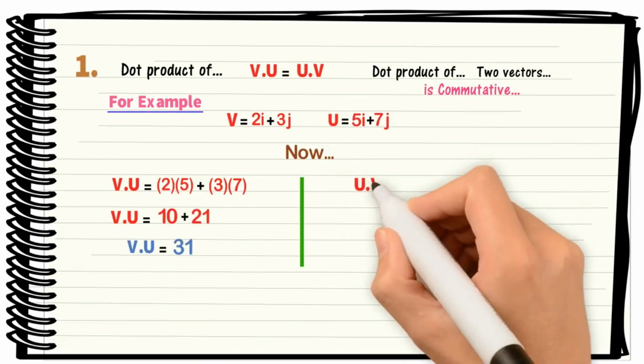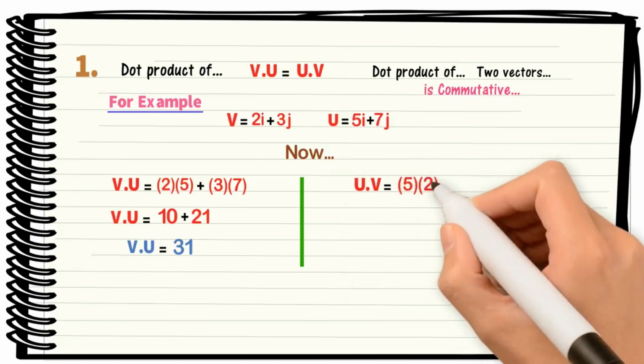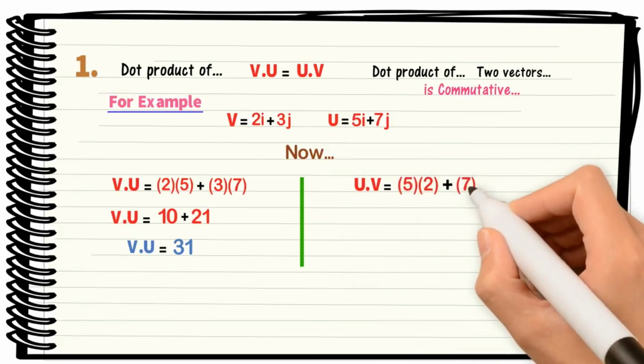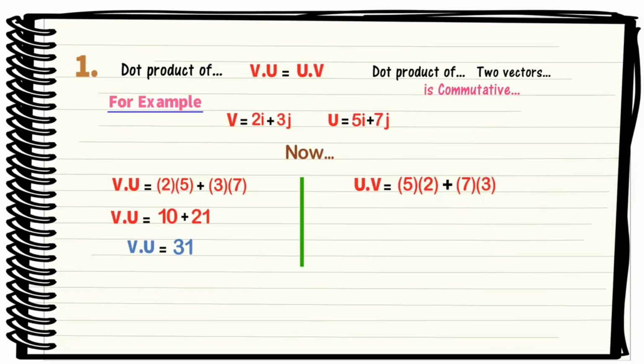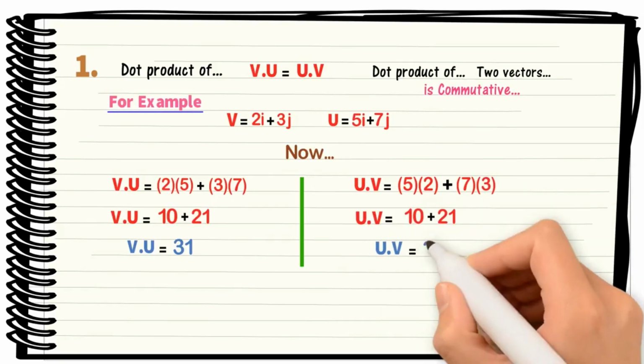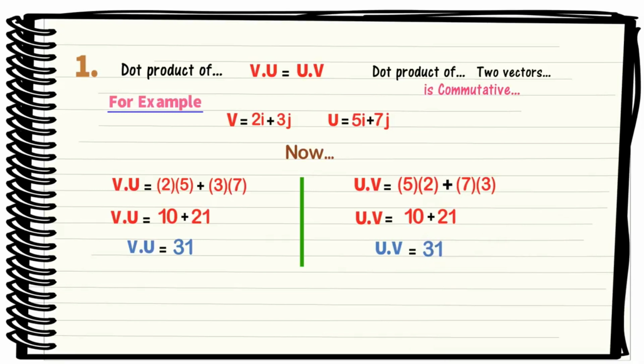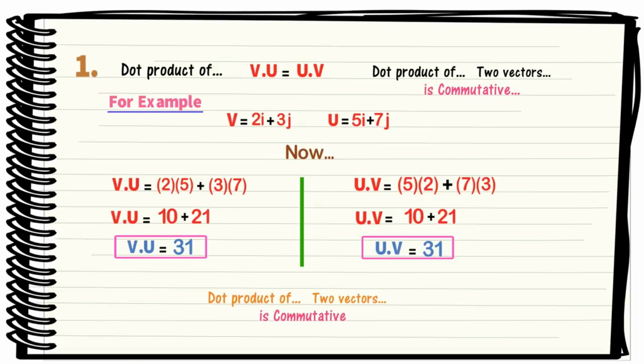Now the dot product of U and V is equal to 5 multiplied by 2 plus 7 multiplied by 3, and I'm getting 10 plus 21, so the dot product of U and V is equal to 31. So we can see that the dot product of V and U is equal to 31, and the dot product of U and V is also equal to 31. Hence we say the dot product of two vectors is commutative.